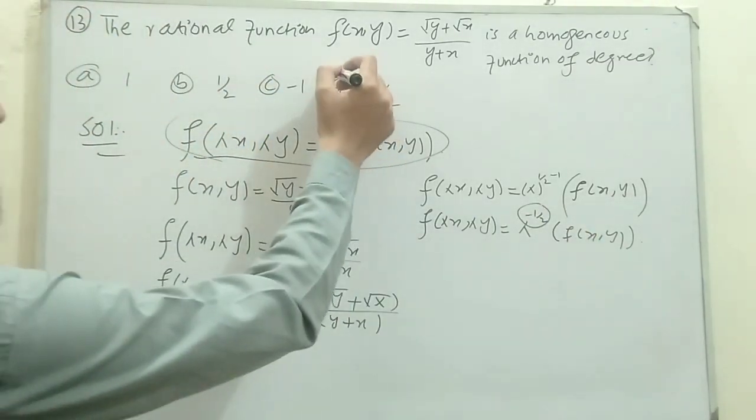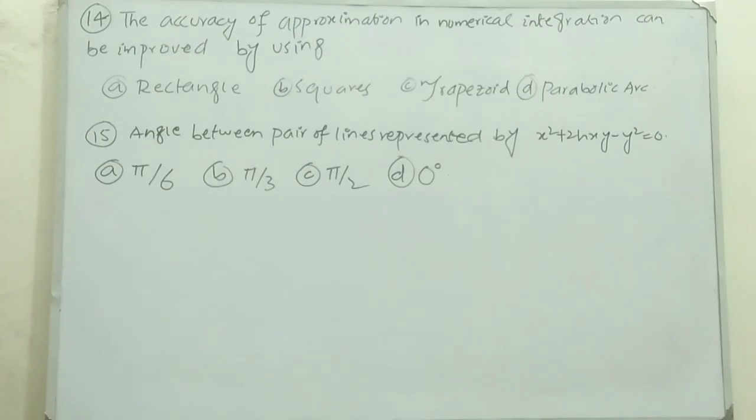So it means that the degree is negative 1 over 2. So the correct option is option D. Now move toward MCQ number 14.